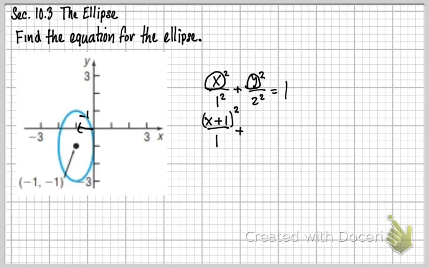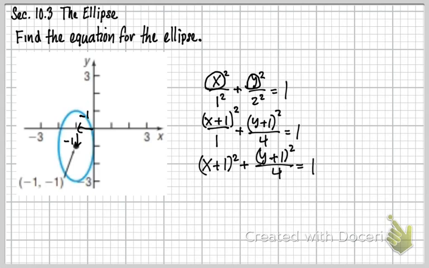And then for the y squared, I'm actually going down 1, so that's a -1 direction in the y as well. So that's going to be a y plus 1, because that's what makes that 0. And that's going to be over 4 equals 1. Now I can clean this up just a little bit more, and then this will be done. So this is going to be x plus 1 squared plus y plus 1 squared over 4 equals 1.